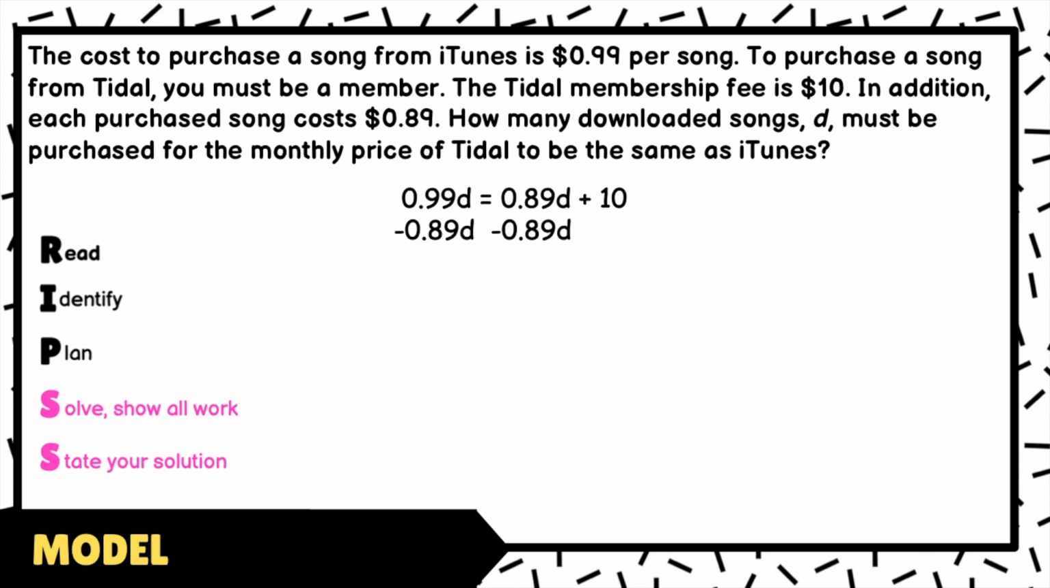When I subtract it on the right, it cancels out, and on the left, I'm left with 0.10D, and that equals 10. Then I'm going to divide both sides of my equation by that coefficient, or that unit rate that we have left. So I'm going to divide both sides by 0.10. It cancels out on the left side of my equation, leaving just my variable by itself. So now I know D, when I divide 10 by 0.10, I'm left with 100. So that means for both Tidal and iTunes to cost the same amount, they would have to download 100 songs.